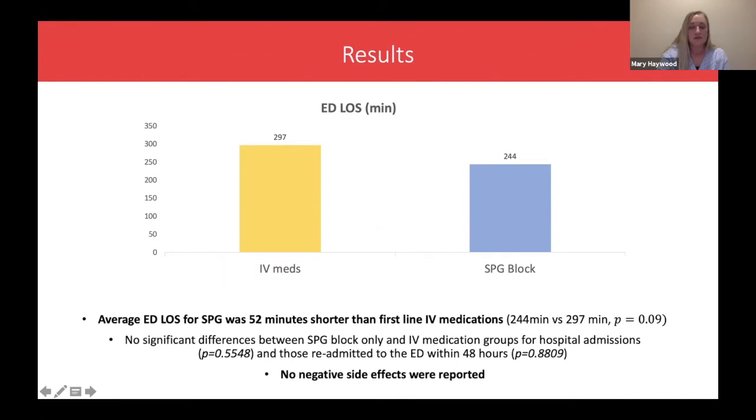One thing to note for this ED length of stay is we think it would actually be more significant now, meaning the SPG block patients would be in our ED for a shorter period of time than just 52 minutes shorter with our current data. Because initially we weren't able to get any of our medications within Omnicell. We had to wait for pharmacy to bring them to bedside. But now we're able to get these medications within 10 minutes of the provider seeing the patient.